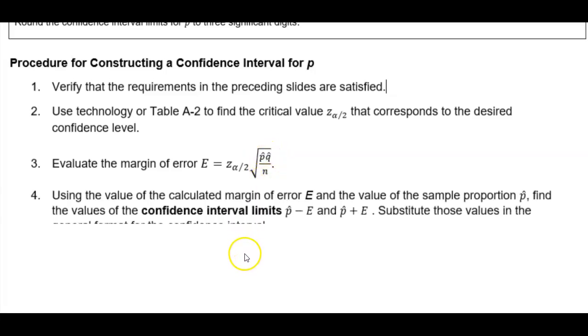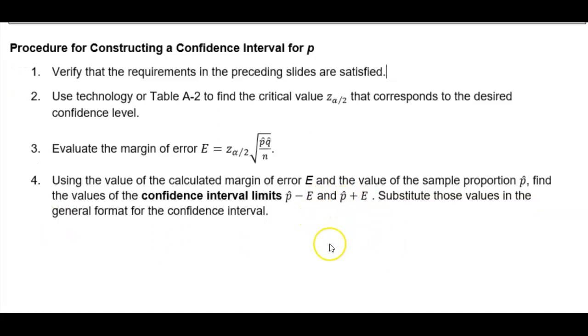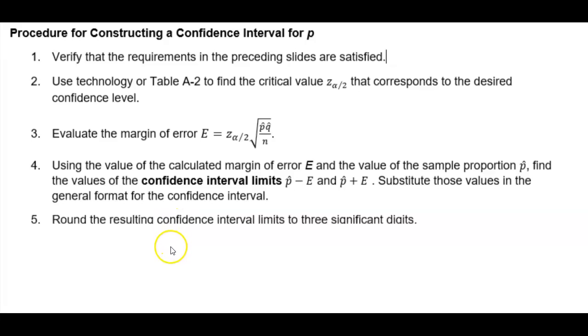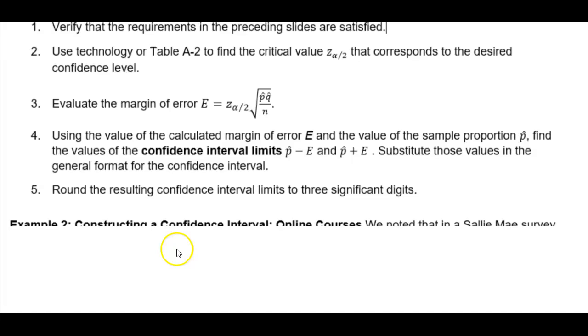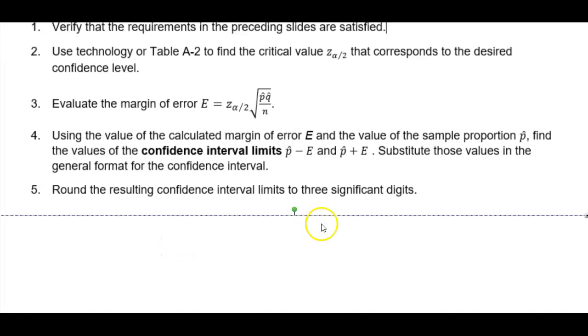And then number 4, using the value of the calculated margin of error, E, and the value of the sample proportion, p hat, find the values of the confidence interval limits, which are p hat minus the margin of error and p hat plus the margin of error. Then substitute those values in the general format for the confidence interval. And then number 5, round the resulting confidence interval limits to 3 significant digits.